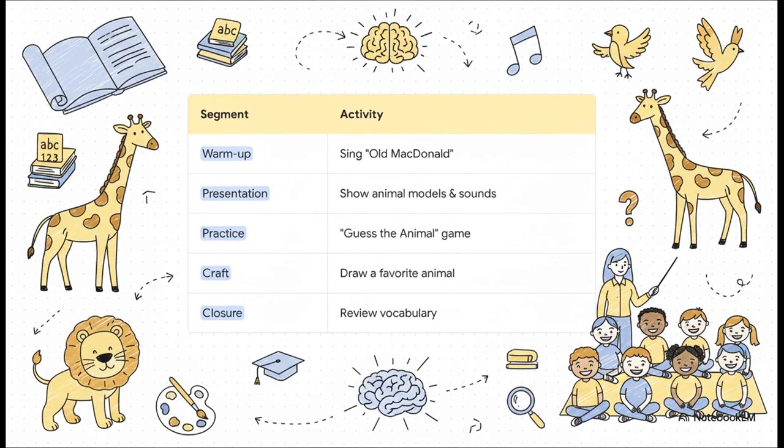Now let's zoom in even further, like with a microscope, to just one 40-minute lesson. Look at the rhythm here. It starts with a fun warm-up, moves into presenting and practicing the new ideas, gives kids a chance to get creative, and then wraps up with a clear review. Every single minute has a purpose, and it's all tied back to that theme of domestic animals.